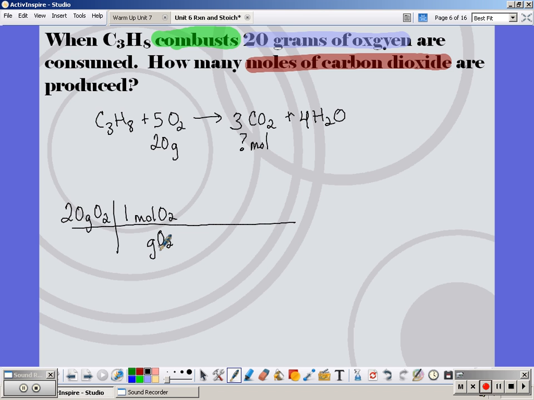1 goes in mole. Grams is the molar mass. So 2 oxygens, 16 and 16 is 32. Then I use my mole ratio to go from oxygen to carbon dioxide. Coefficients 3 and 5. Multiply and divide. I need one significant figure, so my answer is going to be 0.4 moles of CO2.